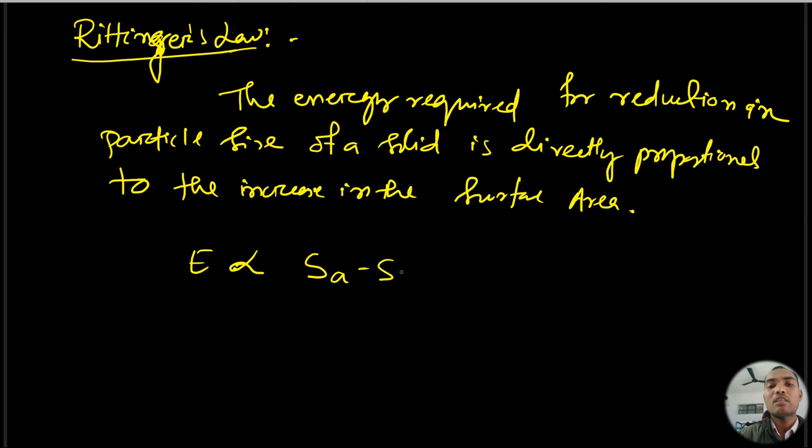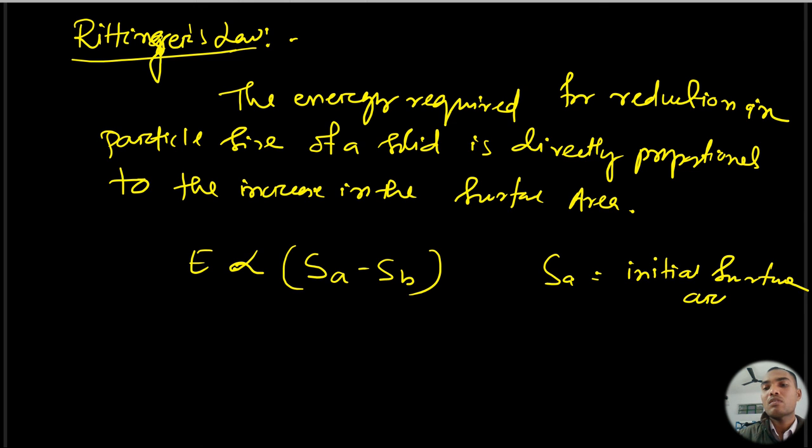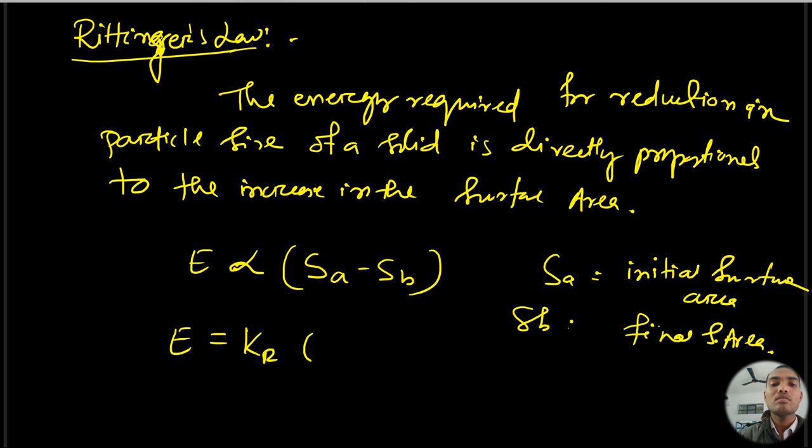Which is SA minus SB. What is SA? SA is the initial surface area, and SB is the final surface area. So SA minus SB is the increase in the surface area. So I can say E equals KR into SA minus SB, where KR is the Rittinger's constant.